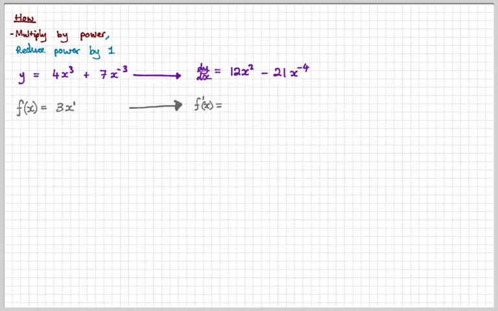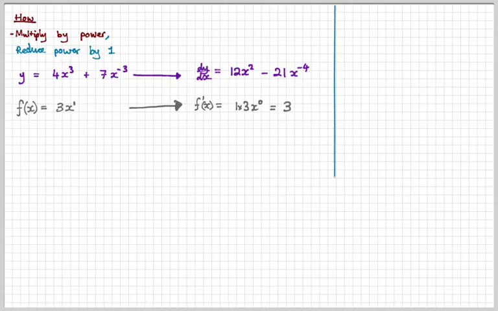Okay, so we can actually write 3x as 3x to the power of 1. I think that's what's written on your sheet anyway. If we times by the power, we get 1 times by 3. And then if we reduce the power by 1, we get x to the power of 0. Now we all know that x to the power of 0 is 1. Anything to the power of 0 is 1, so this is just 1 times 3 times 1, which is just 3. So when you differentiate 3x, you get 3.